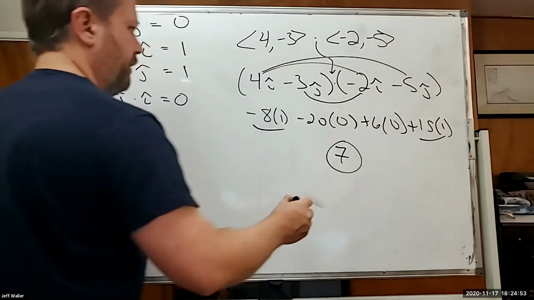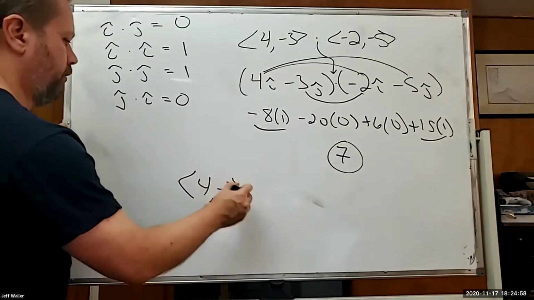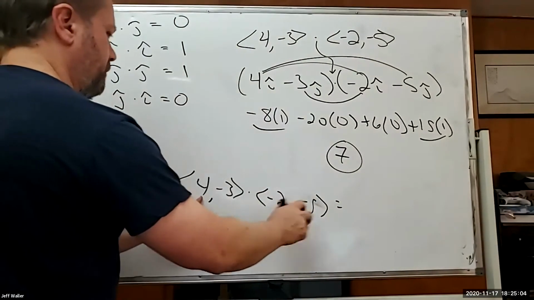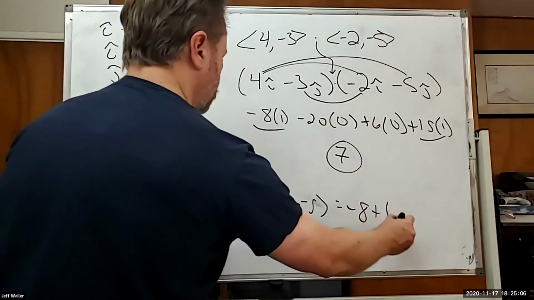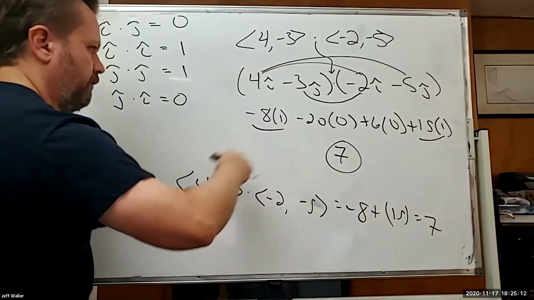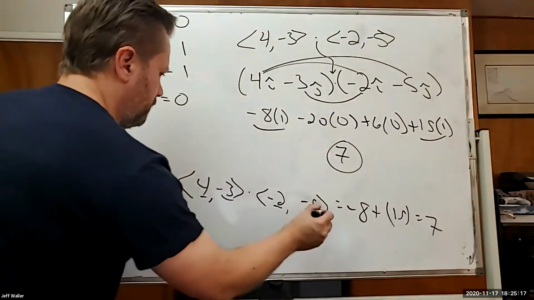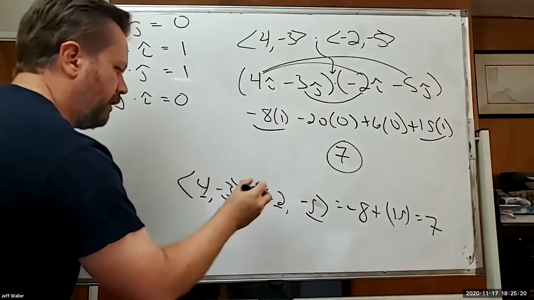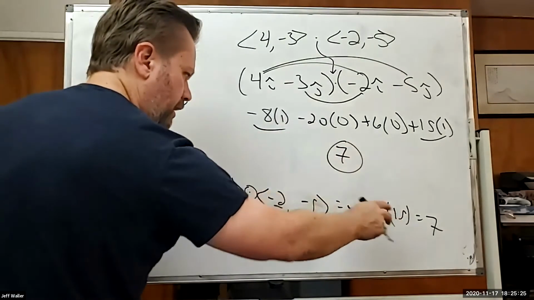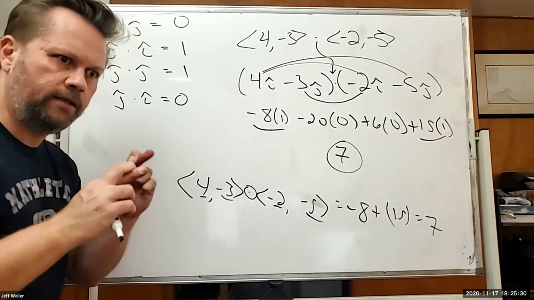So what is the shortcut, Jeff? Please tell me there's a shortcut. 4, negative 3 dot negative 2, negative 5 equals 4 times negative 2 plus negative 3 times negative 5. Because the cross stuff zeroes out. So you can just do component times component, and add them together. Remember, the answer to a dot product is a number. If you get a vector at the end, you have messed up.